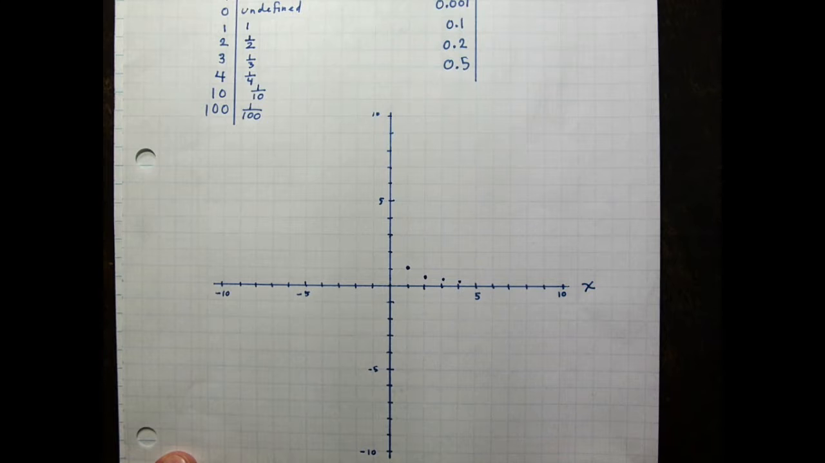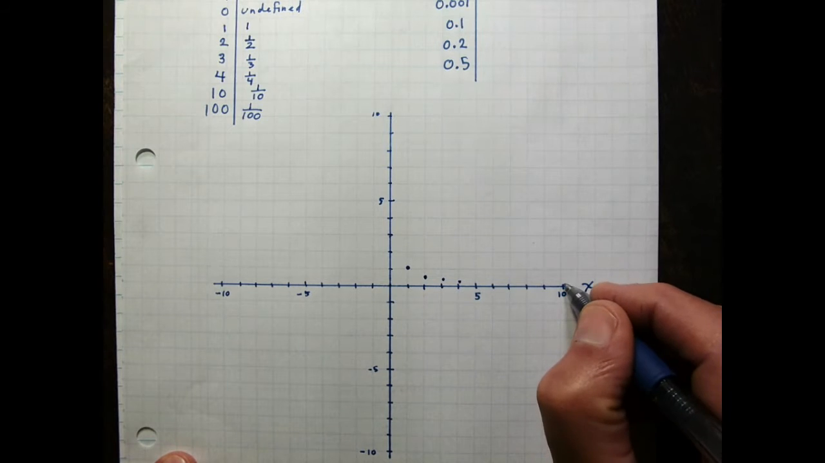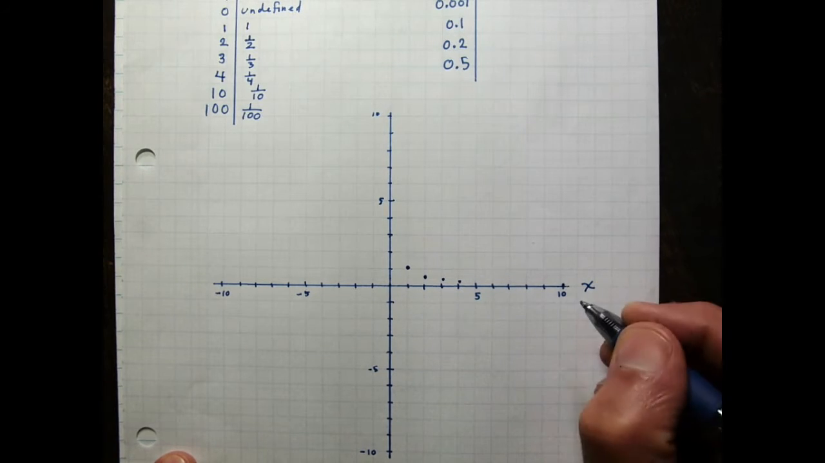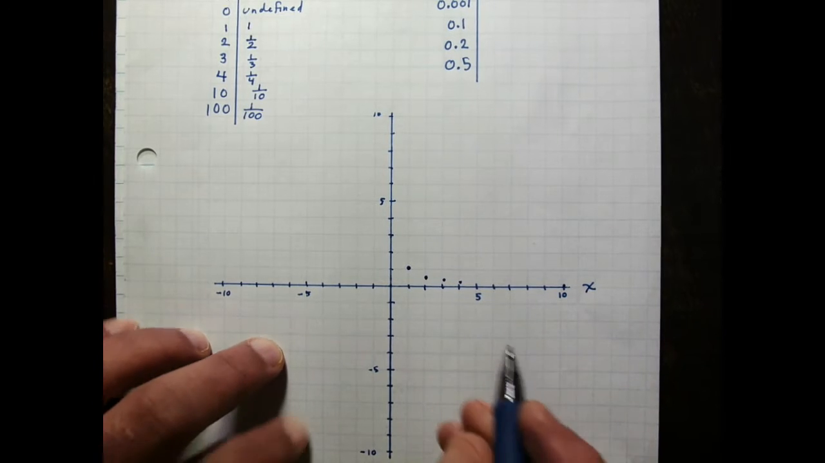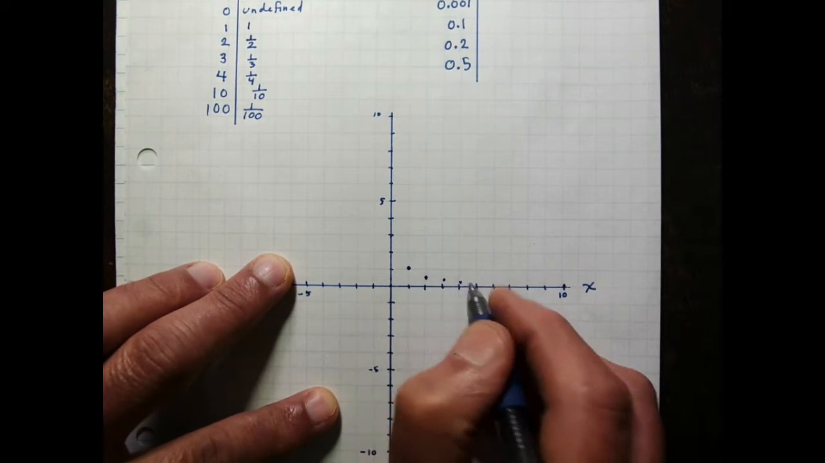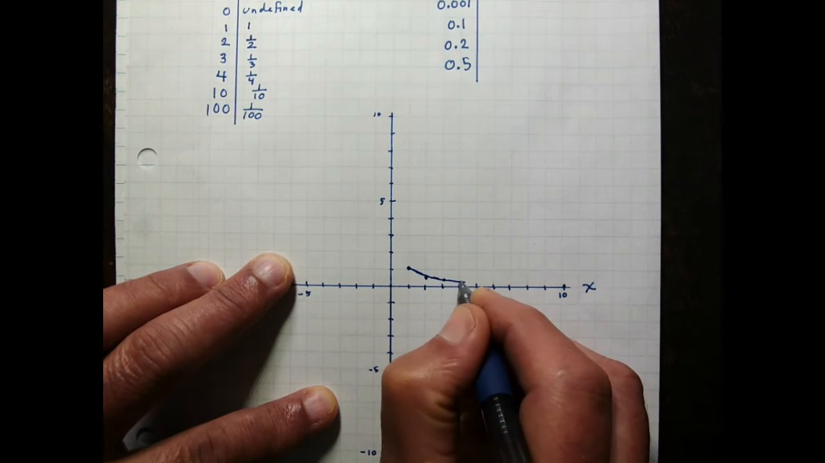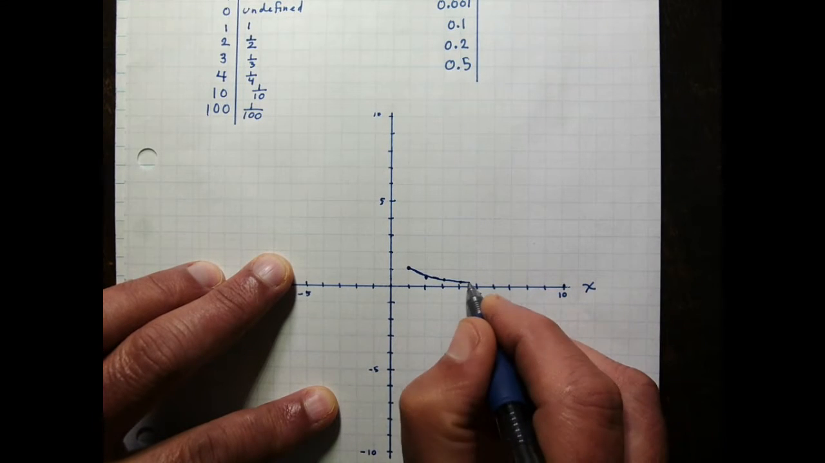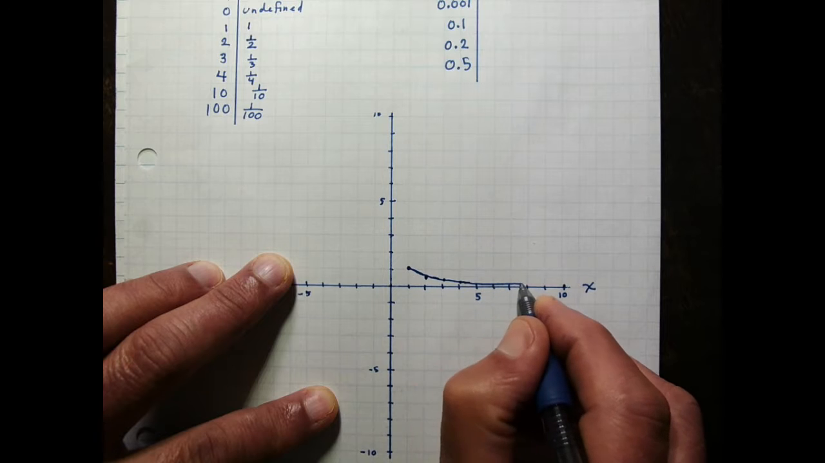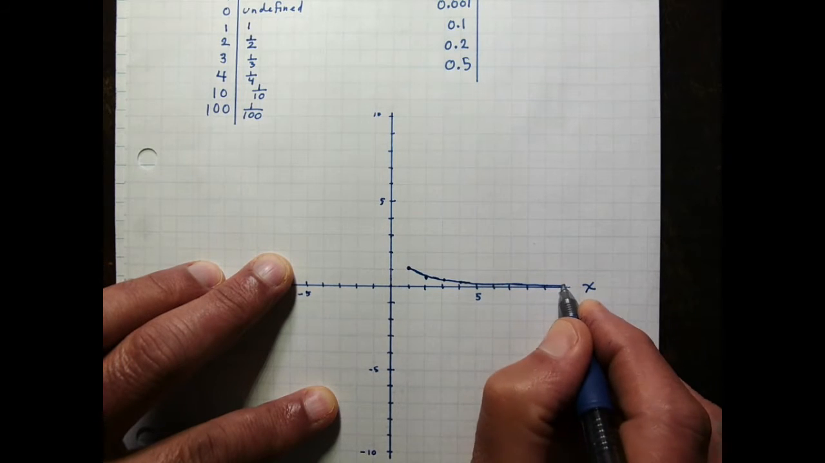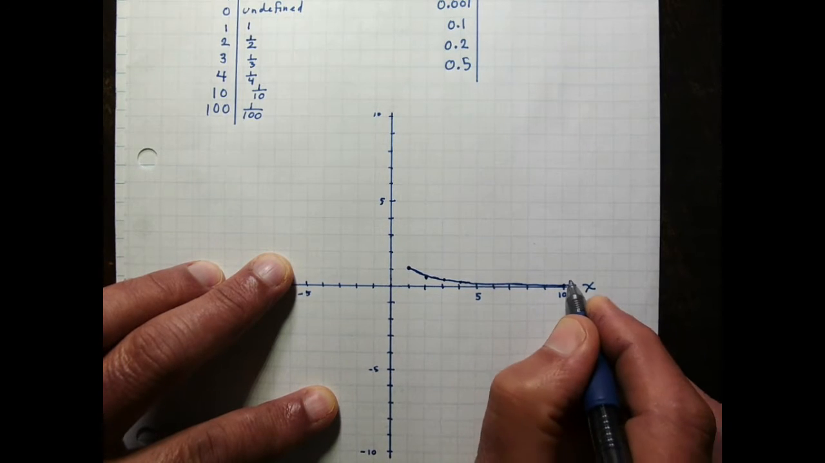And at 10, I can't really even plot that. All I can do here is try to show that I'm going to get closer and closer to this x-axis as I move to the right, right?